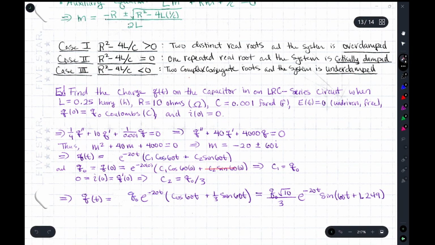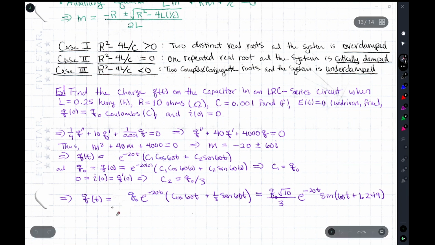Now we fix the constants by looking at the initial conditions. Q of 0 is equal to Q naught. This gives us C1 is equal to Q naught. The current is the derivative, so what we would do here is take the derivative. I don't write it just because, you know, you get the product rule and some terms. But you would take the derivative, plug in 0, and set that equal to 0, and you get that C2 is equal to Q naught over 3. And so we get this solution for the charge.